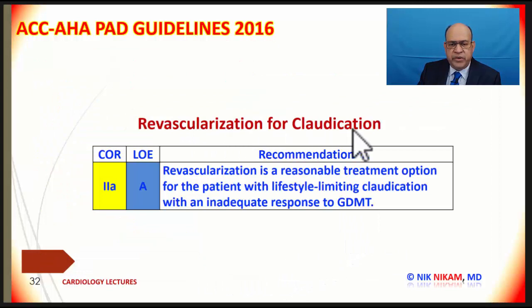Revascularization for claudication. Okay, we have taken every step to minimize the progression of atherosclerosis, but the patient has diabetes and the patient continues to smoke, which compromises the circulation. When there is significant reduction in the circulation, then we're going to see claudication, ulceration, gangrene, and how do we deal with these situations? Revascularization is a reasonable treatment option for patients with lifestyle-limiting claudication with an inadequate response to guideline-directed medical therapy.